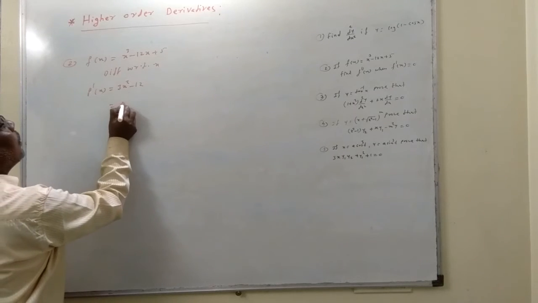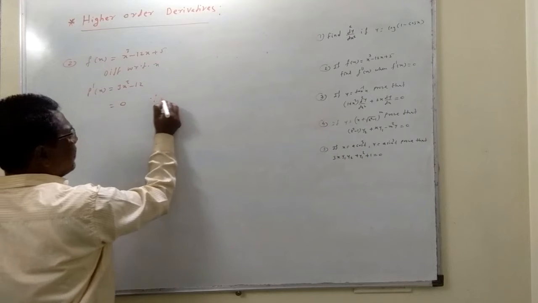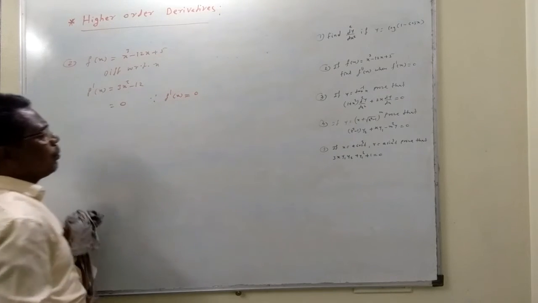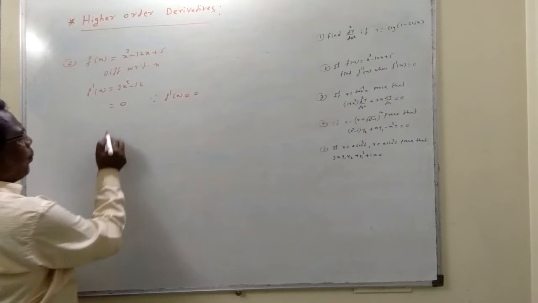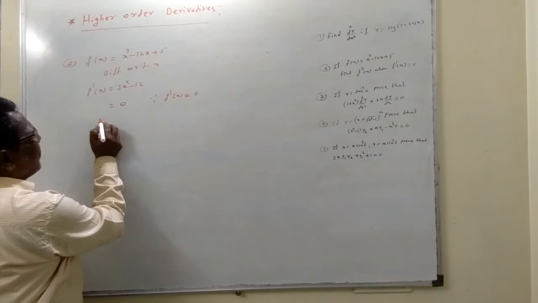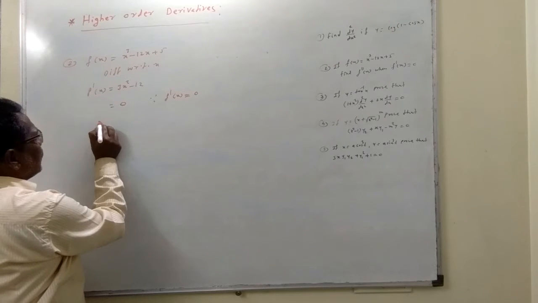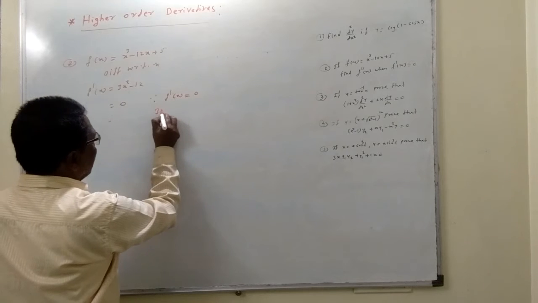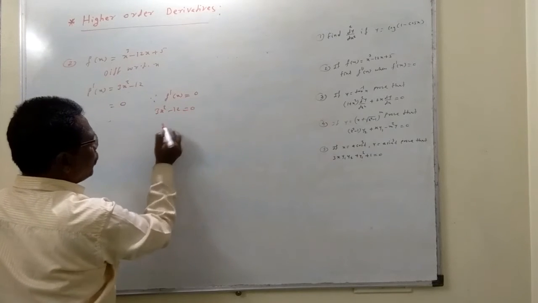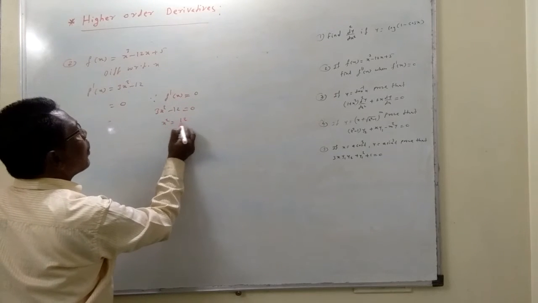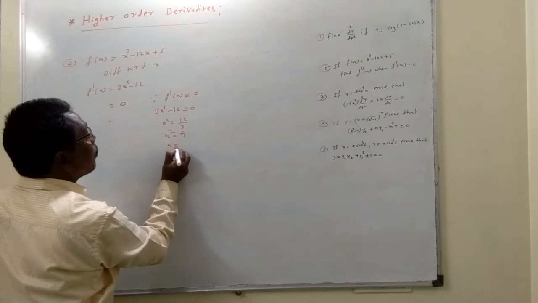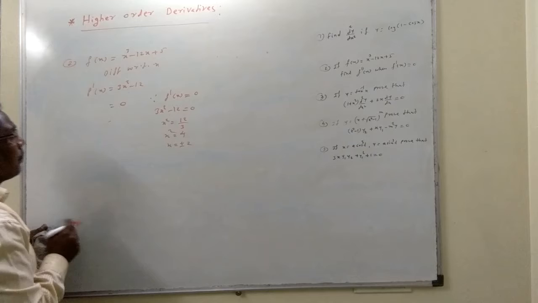So this is given, f dash x is equal to 0. F dash x is 0 means 3x square minus 12 is equal to 0. So x square is equal to 12 upon 3. So x square is equal to 4. So x is equal to plus or minus 2.